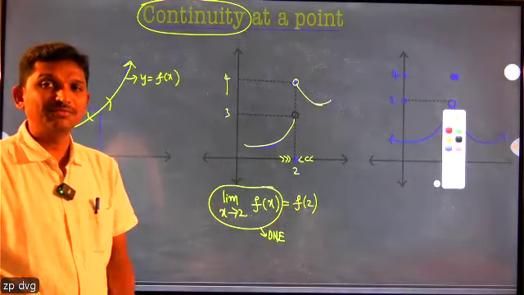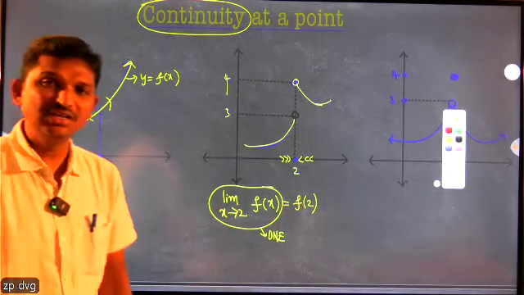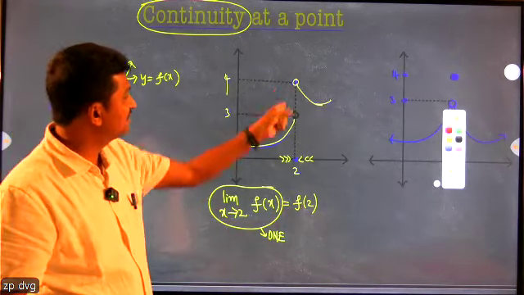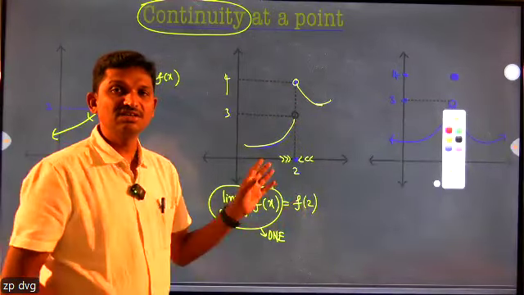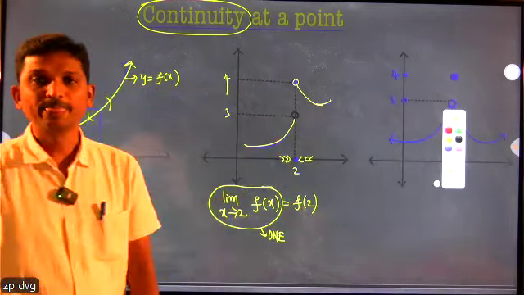If you can draw the graph of the given function, by seeing the graph you can easily say there is a gap in its graph at x equal to 2. So this function is discontinuous at x equal to 2, right?